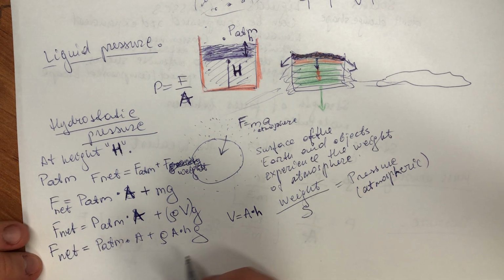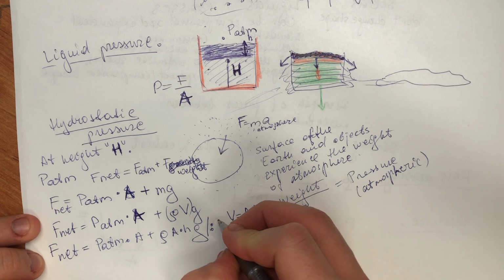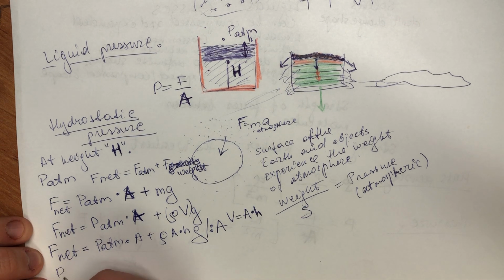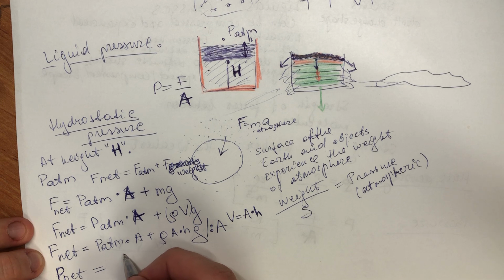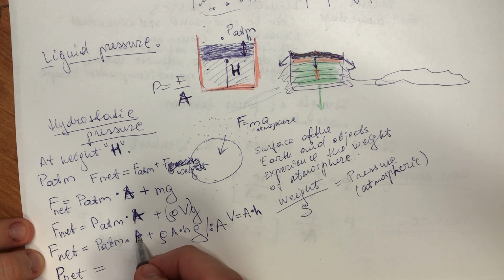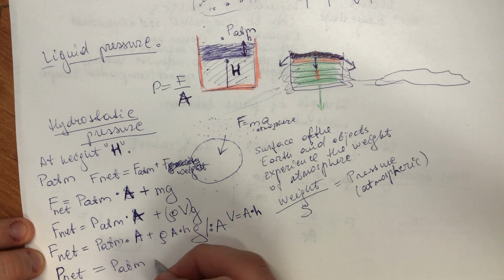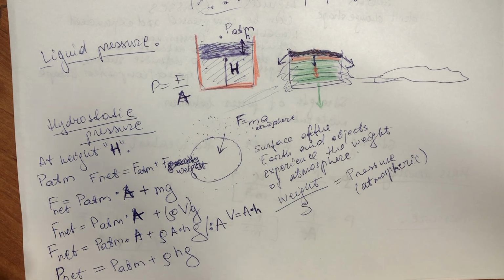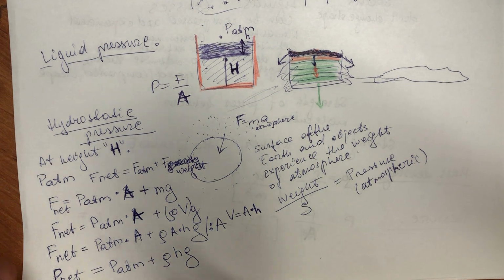And now we can divide everything by surface area. So we would get this net pressure. Force divided by surface area would be pressure. And here we divide this part by surface area, which has multiplication by surface area. So we get atmospheric pressure plus this density rho, h, and g. So this is called hydrostatic pressure.